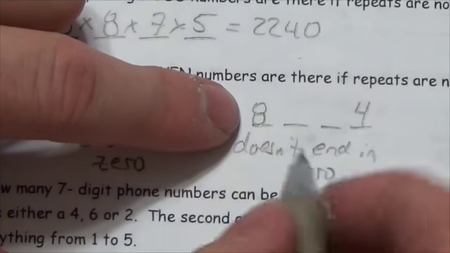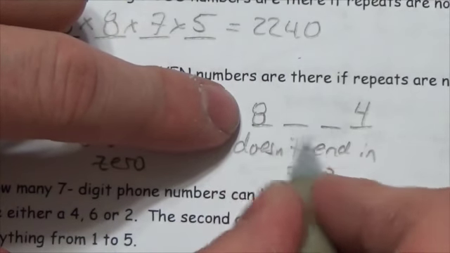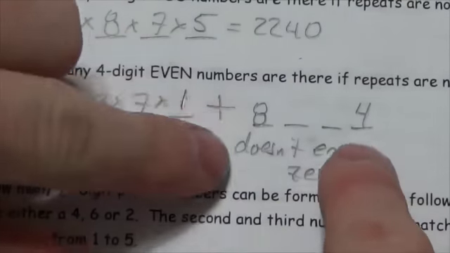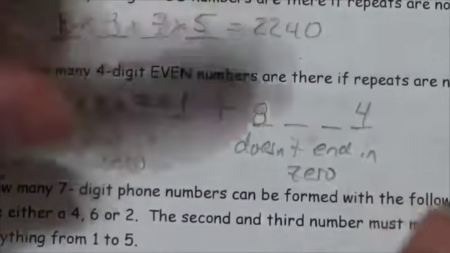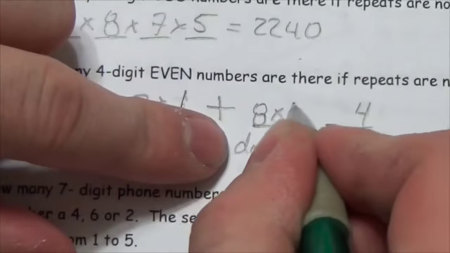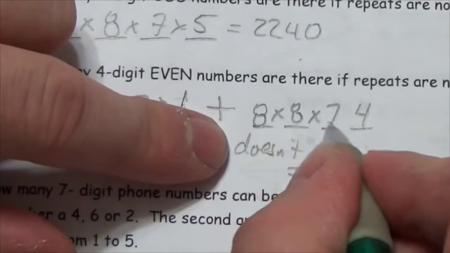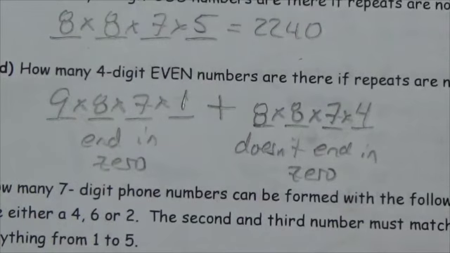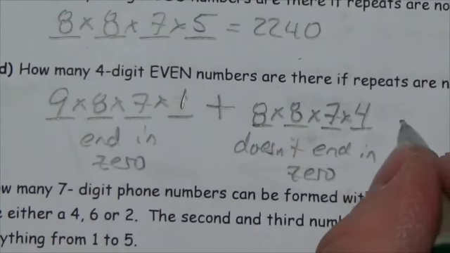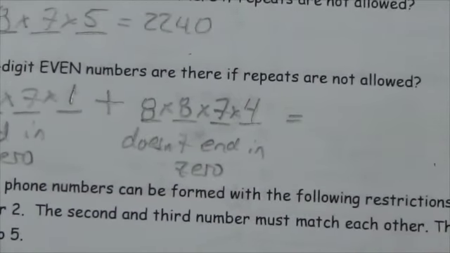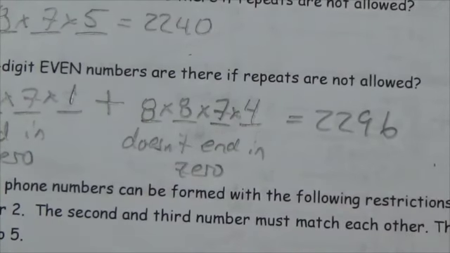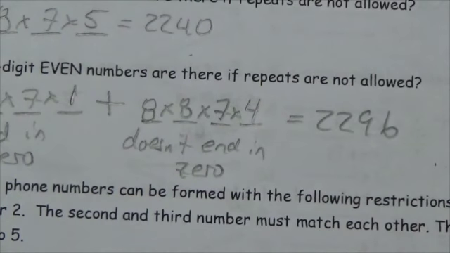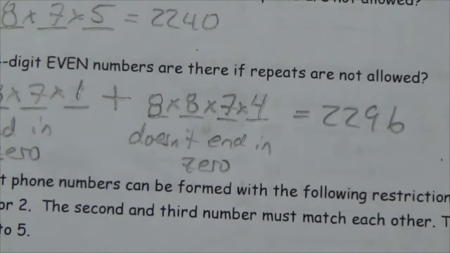Now, beyond this point, there's no restrictions. So all I got to look at here is, well, I've chosen a number for here, I've chosen a number for here. There's no more restrictions, so that means I've got 8 choices for this position, and then 7. Okay, and when you multiply that all out, you're going to get 2296 different even numbers that don't have repeated digits.